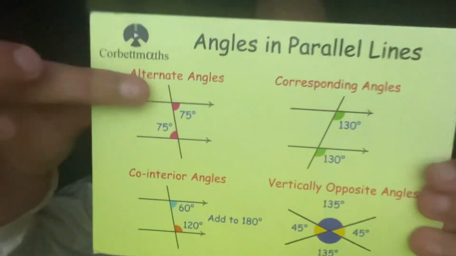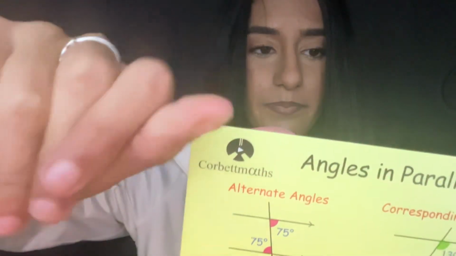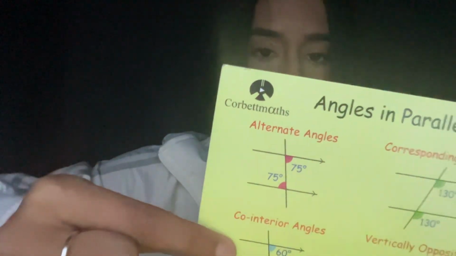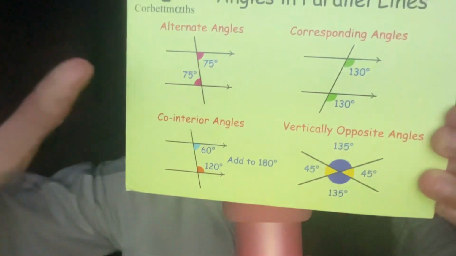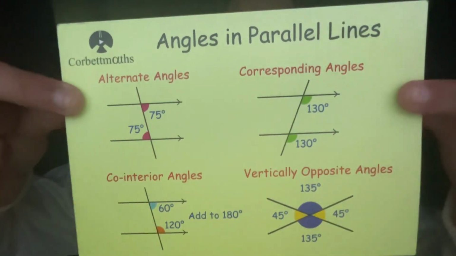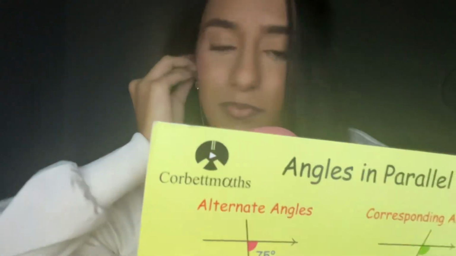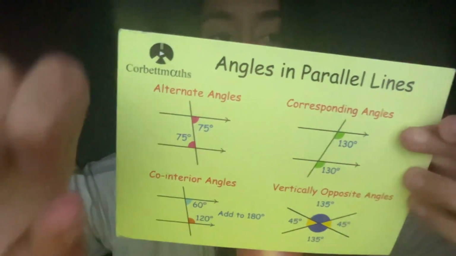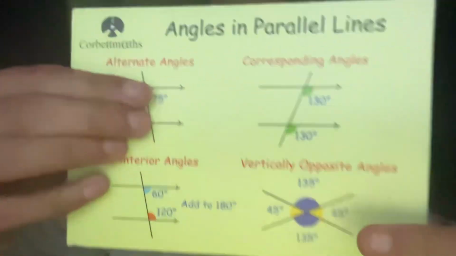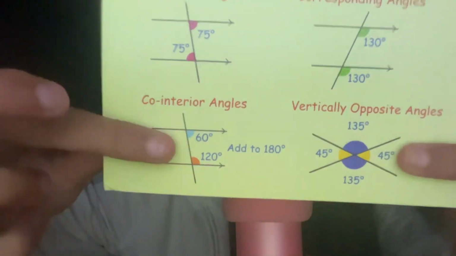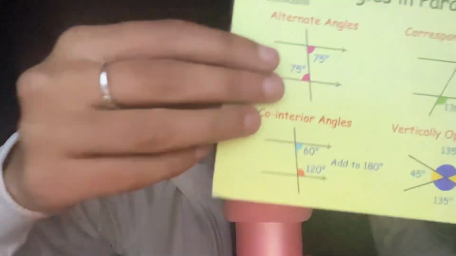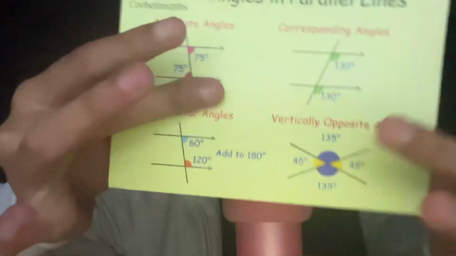Let's have a look at it myself. So alternate angles are equal. Co-interior, is that co-interior? Yeah. Corresponding angles are equal. No, co-interior angles are not equal. Opposite angles are equal. But co-interior angles sum to 180. So these three are equal.